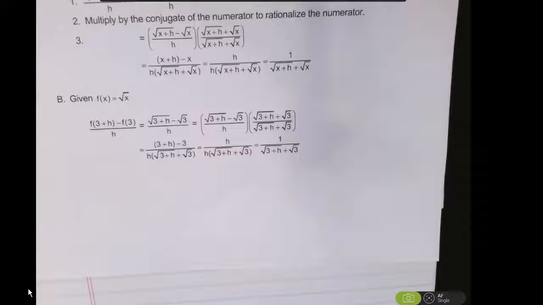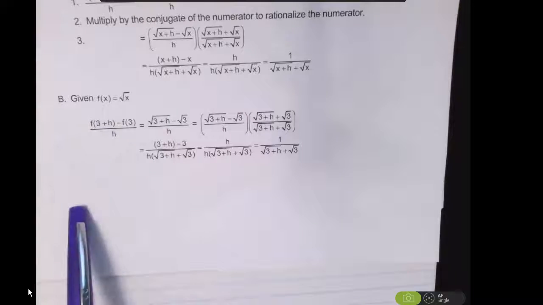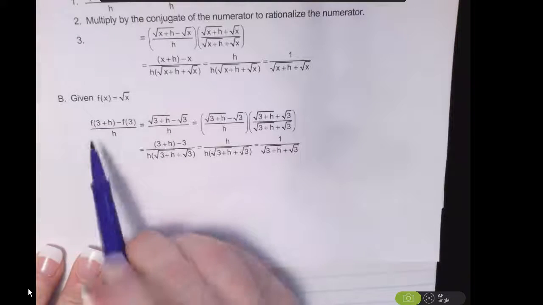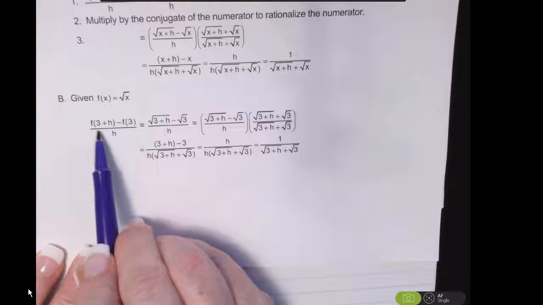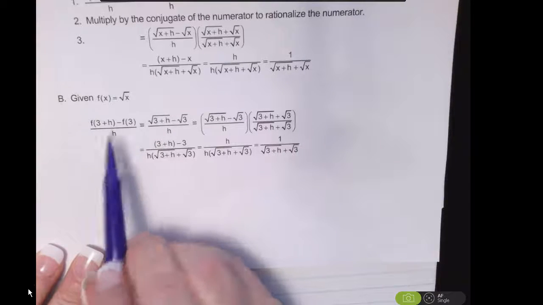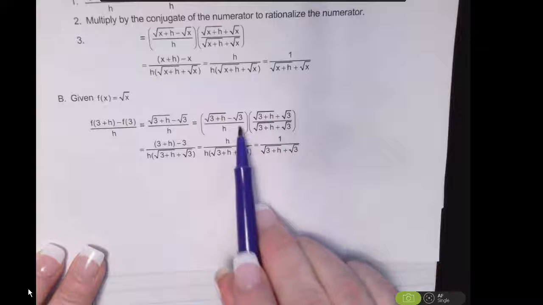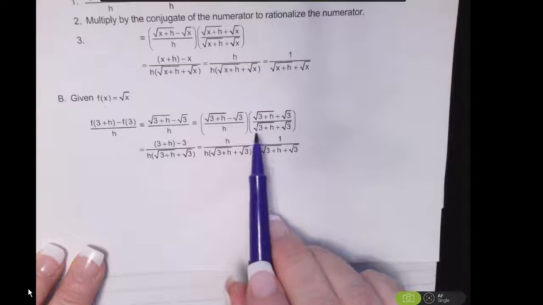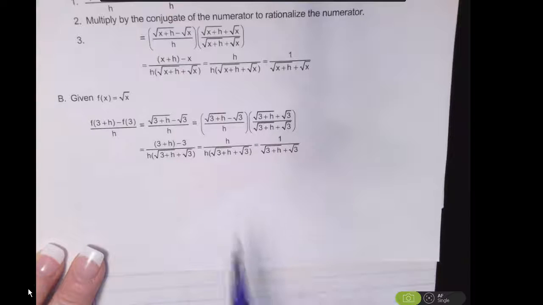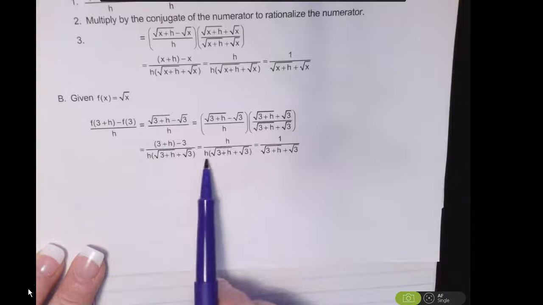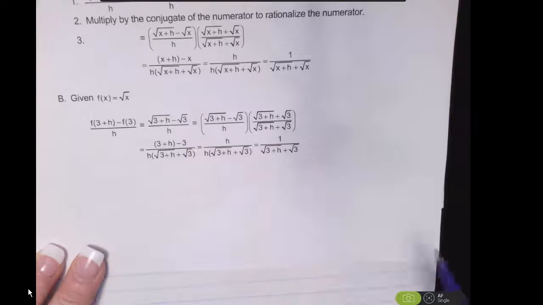Okay, so here's a couple of difference quotient examples using rational or radical functions. For example B, I'm going to let you go ahead and copy this out, pause the video. We're doing f of 3 plus h minus f of 3. So instead of an x, we have a 3 in there. And we substitute it in, and we rationalize the numerator by multiplying by the conjugate, and after we multiply that out, we're able to factor out an h and cancel, and this is what we're left with. And I've got one more example that's very similar to that.